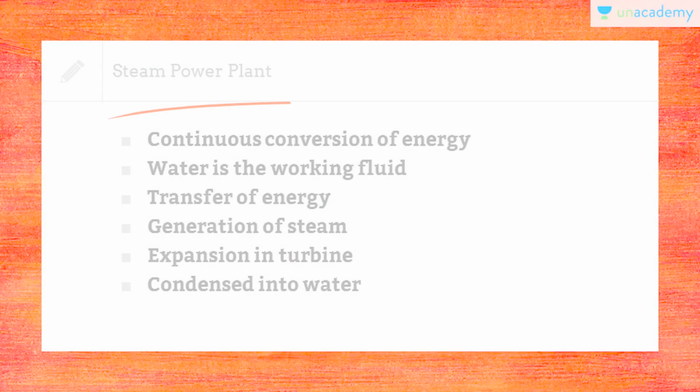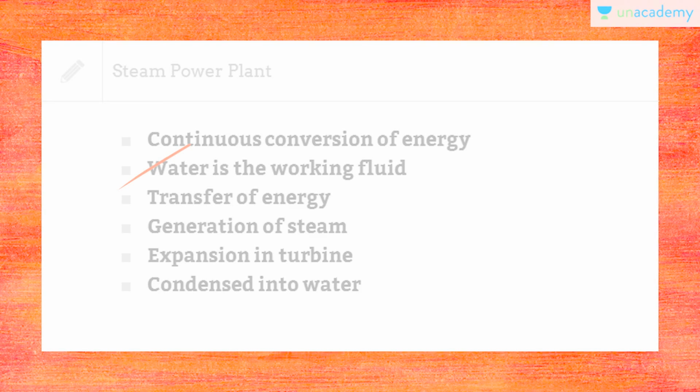So what is a steam power plant? A steam power plant is a device that continuously converts the energy stored in fossil fuels, that is coal, oil or natural gas, or fissile fuels, that is uranium, thorium or other materials, into shaft work and ultimately into electricity. The working fluid is water, which is sometimes in the liquid phase and sometimes in the vapor phase.